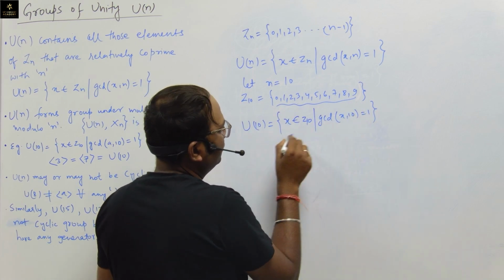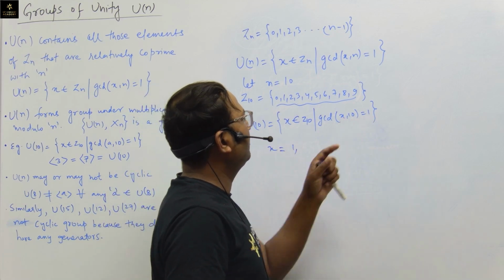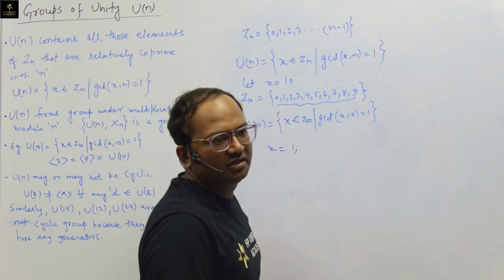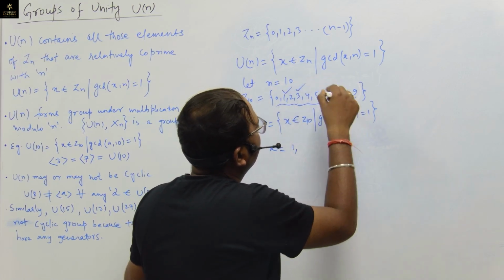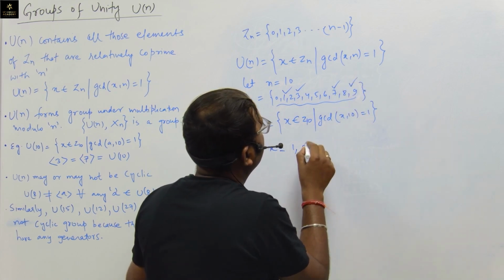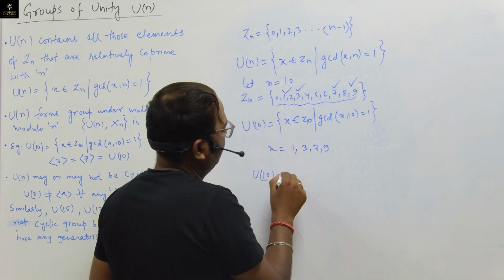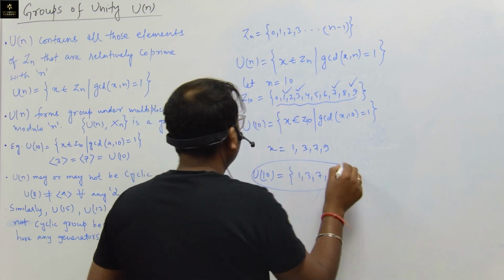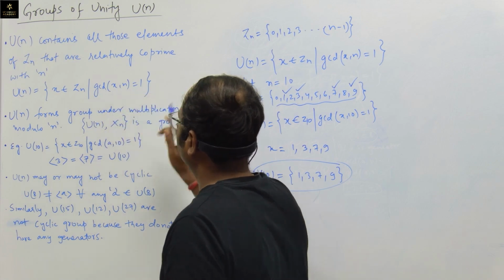So we have x as 1. GCD of 1 and 10 will be 1. If 2 is there, GCD will not be 1 because 2 will divide 10 five times. So we have 1, 3, then 7, then 9. So U10 will be 1, 3, 7 and 9. So Un contains those x belonging to Zn such that GCD of x and n is equal to 1.